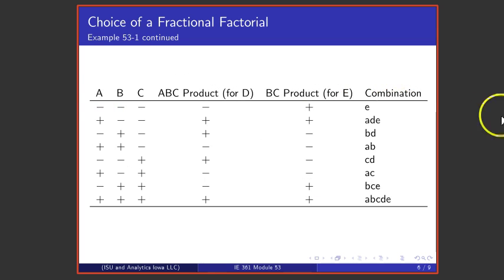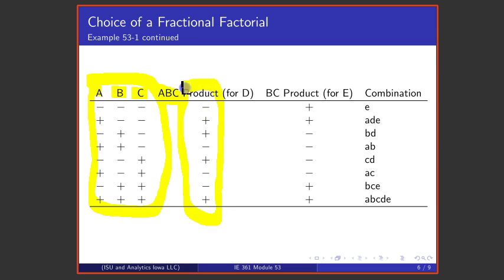This is summarized here. There are A, B, and C, 3 factors, for which in this part of the table I've written out all possible combinations of plus and minus signs, low and high levels for A, B, and C. By making ABC products, one gets this set of signs, and those are used to set levels of factor D. By making BC products, one gets this set of signs, and those are used to set levels for factor E.